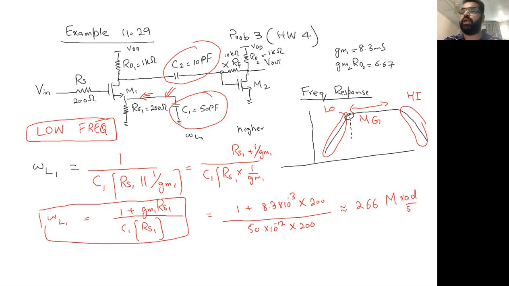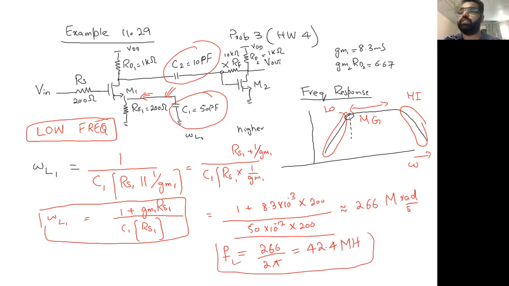Since it's an omega, it's not a hertz. If we are interested in frequency, we need to divide this by 2 pi. So 266 divided by 2 pi will result in around 42.4 megahertz. So we know this is FL, but we still don't know whether this is the dominant one or not. For that, we need to find C2. So we'll keep this as one point and move forward to find the impact of C2.